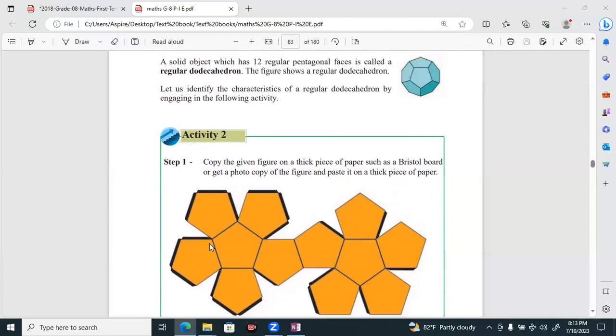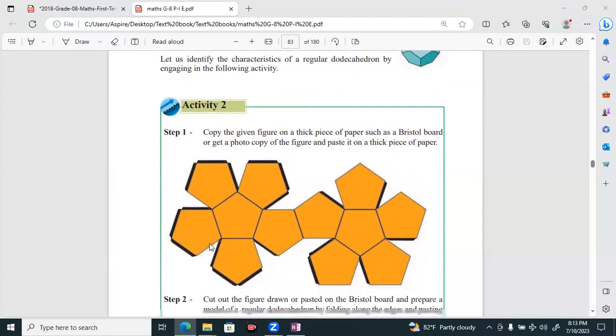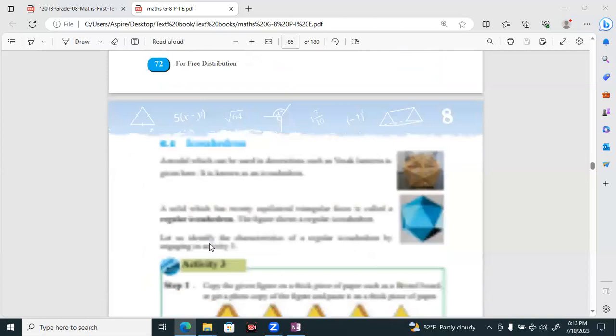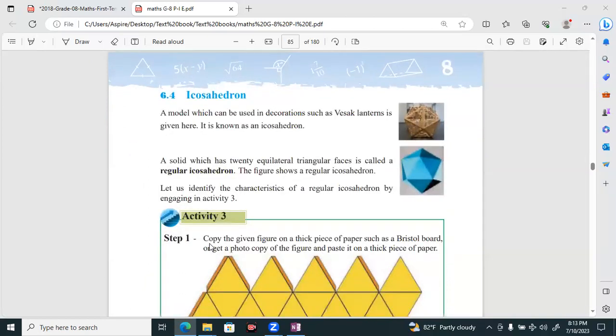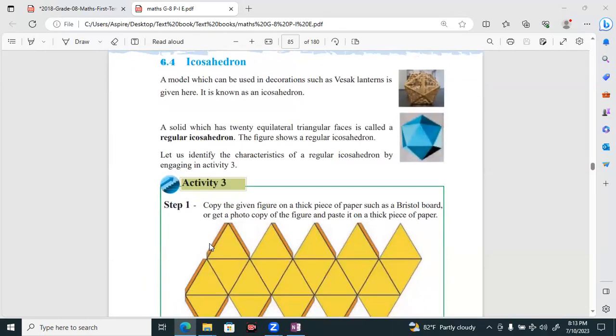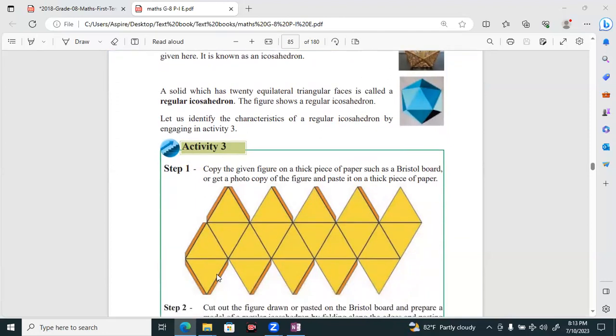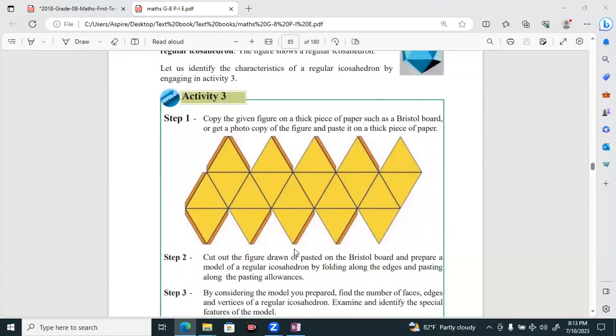Pentagons. They are all regular pentagons. Then icosahedron. An icosahedron means a solid object which consists of 20 equilateral triangular faces.